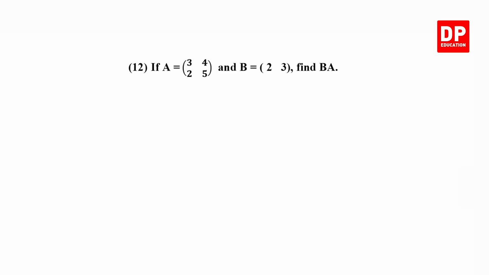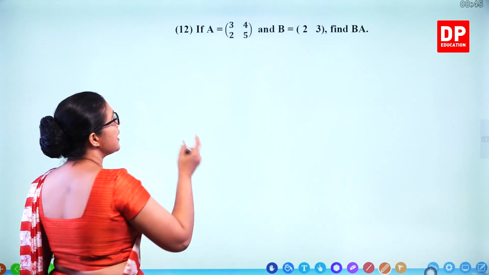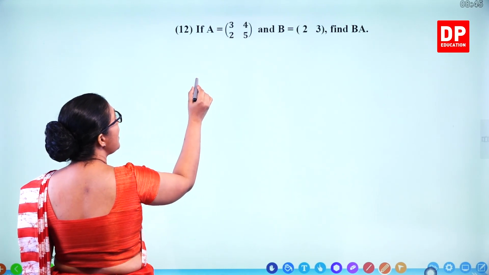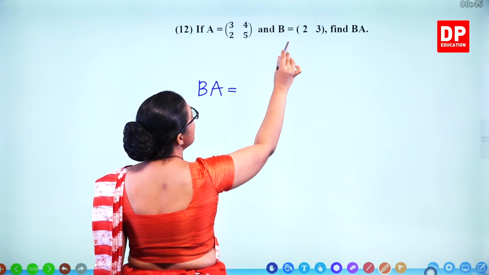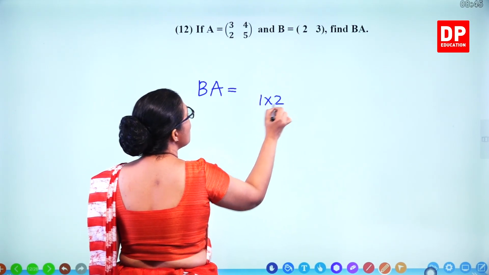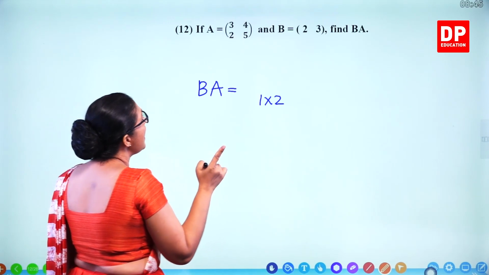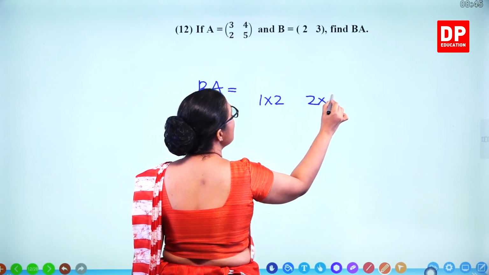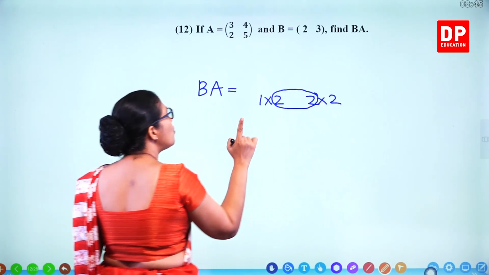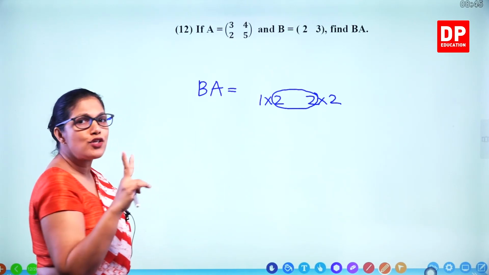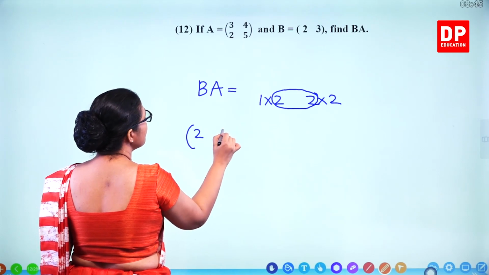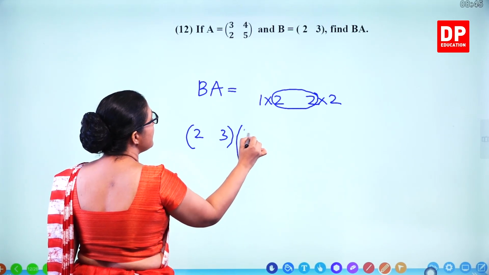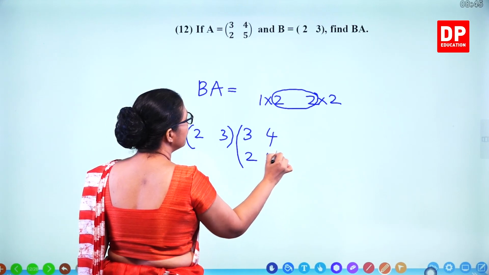Question number 12. If A is this and B is this, find BA. BA means multiplication. First you have to decide whether you can multiply. BA. What's B? 1 into 2, 1 row, 2 columns. A is 2 by 2. So that means you can multiply and you will end up with 1 row and 2 columns. So we'll multiply now. B is 2, 3 and this is 3, 4, 2, 5.